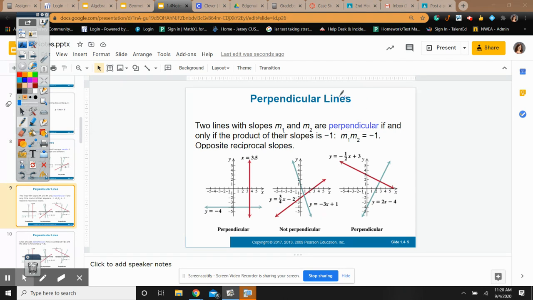Perpendicular lines, kids will forget this, so you need to make sure you remember, they do not have the same slope. In fact, if you look, if this one's uphill, one's going to have to be downhill for it to make a right angle, because perpendicular means makes a right angle.